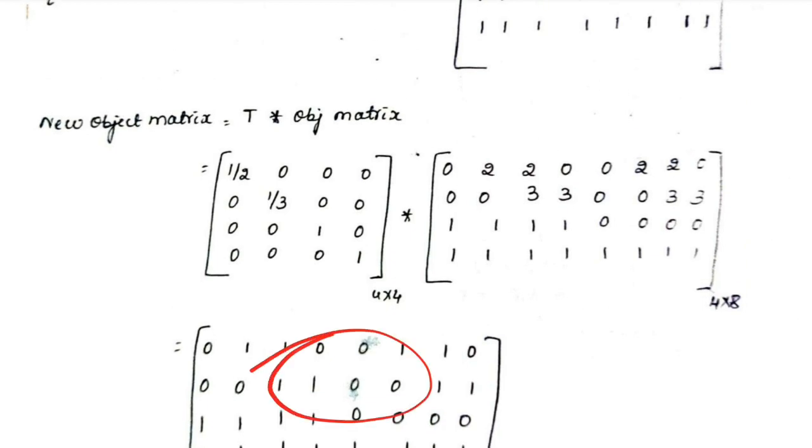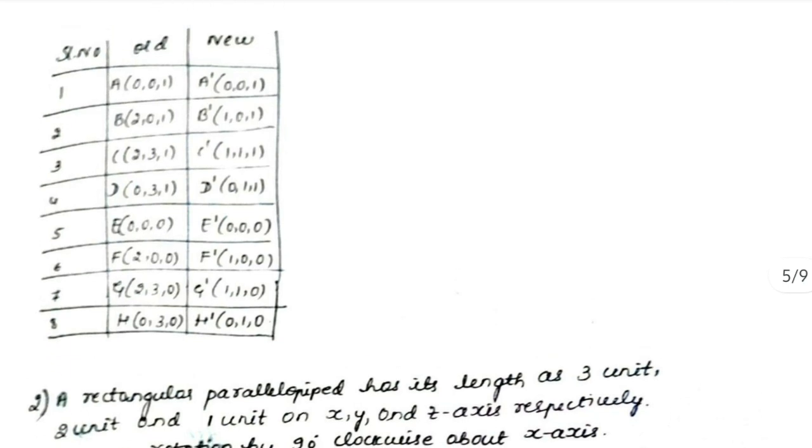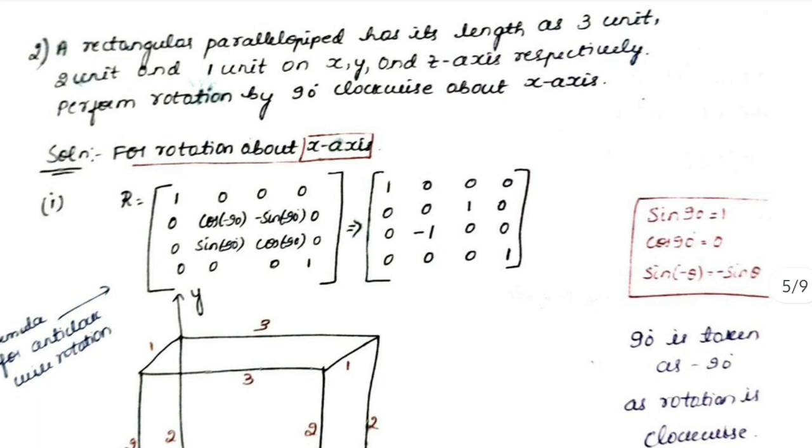Okay, so this is the after scaled matrix. And this is old and new points, you can represent it in table form as well. Then, a rectangular parallelepiped has length 3 units, 2 units and 1 unit on the x, y and z axis. Perform the rotation clockwise about the x axis.